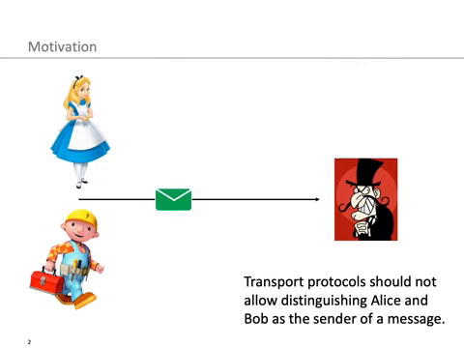Transport protocols are important to protect the user's privacy. Transport protocols such as TCP Fast Open should not allow distinguishing Alice and Bob as the sender of a message.